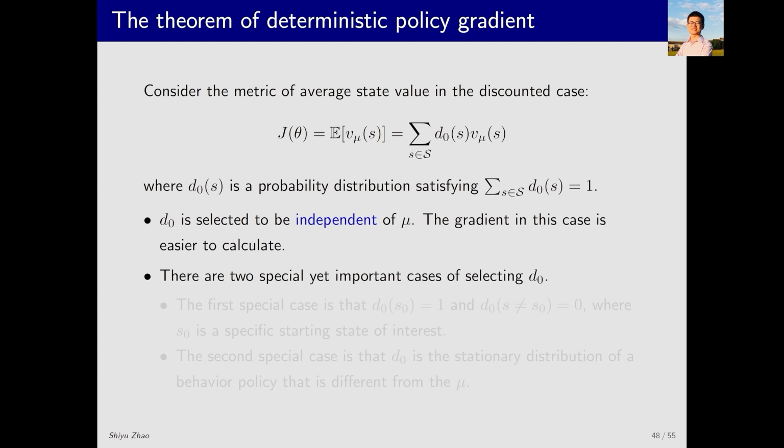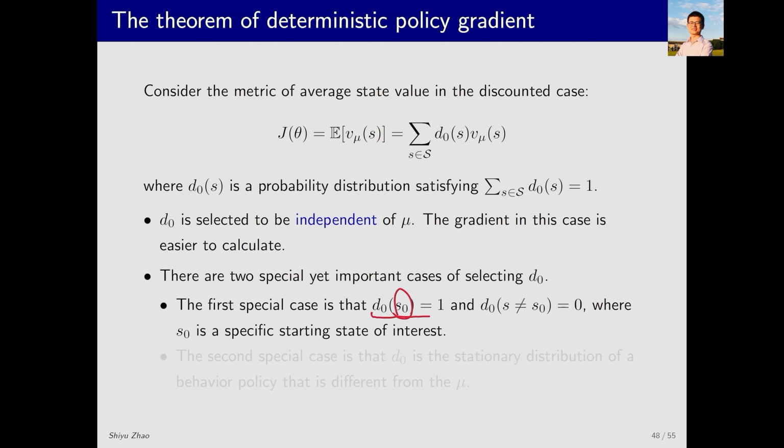The distribution d0 can be chosen in 2 ways. First, suppose that we're only interested in a specific state, say s0, because, for example, every time the agent starts from this state. In this case, we can set d0(s0) = 1 and d0(s) = 0 for s not equal to s0. The objective function here would simply be v_mu(s0), which means we aim to maximize the return we can get if the agent starts from s0.